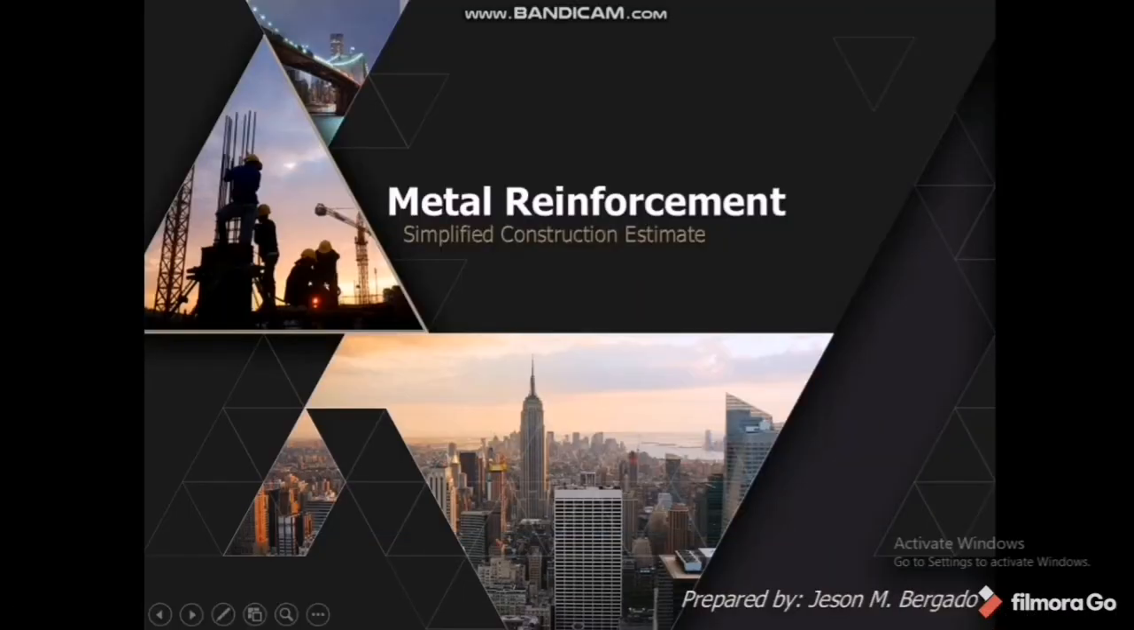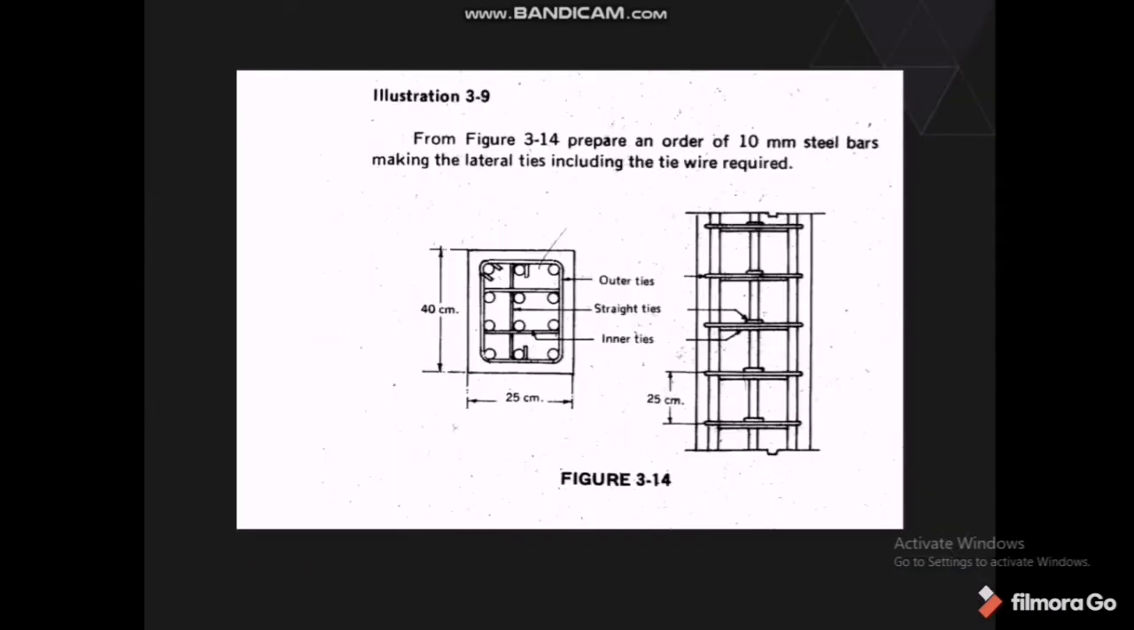Good evening. This is Jason Embarcado. My topic for today is metal reinforcement, simplified construction estimate, and I will continue the report of Mr. Kanabe. So we will start. Illustration 3-9 from figure 314, and this is the figure 314, the drawing. Prepare an order of 10 mm steel bars, making the lateral ties, including the tie wire required.